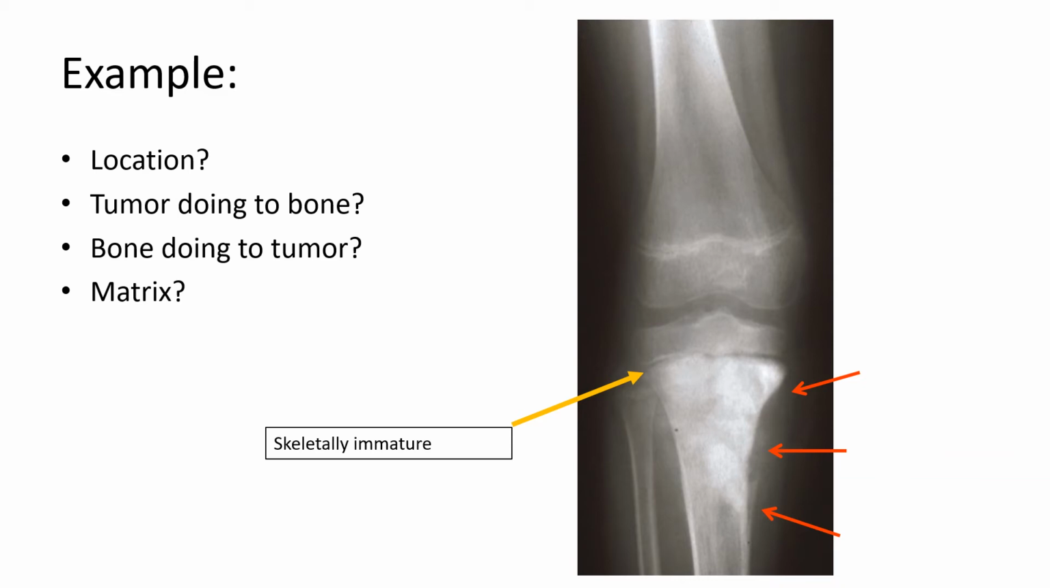What's the matrix? Cloud-like osteoid. Again, an aggressive lesion, soft tissue mass, destroying the cortex, cloud-like osteoid in a skeletally immature patient. Diagnosis, osteosarcoma.